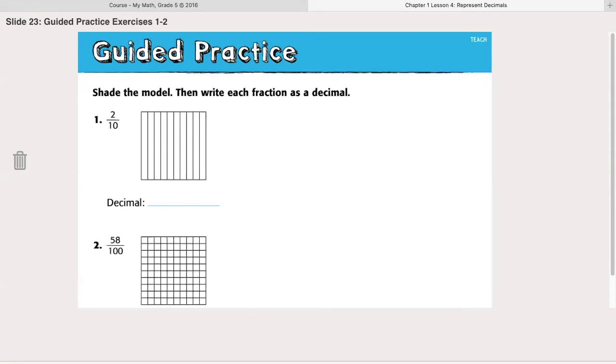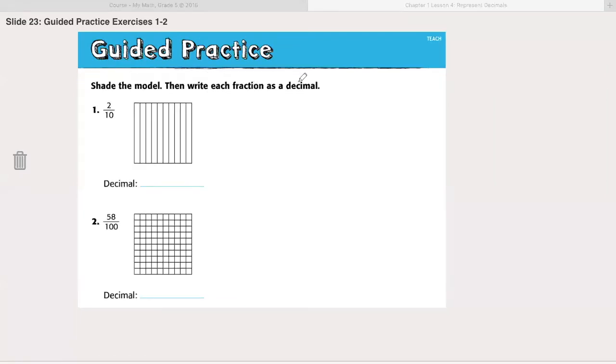Guided practice. Shade the model, then write each fraction as a decimal. For number 1, we can see that there are 10 columns here. The fraction given is 2/10, so 2 of those columns need to be shaded in. The decimal that reflects that fraction is 0. And now this is out of tenths. The tenths is the first position, so the 2 belongs in the tenths position. This is 2/10.